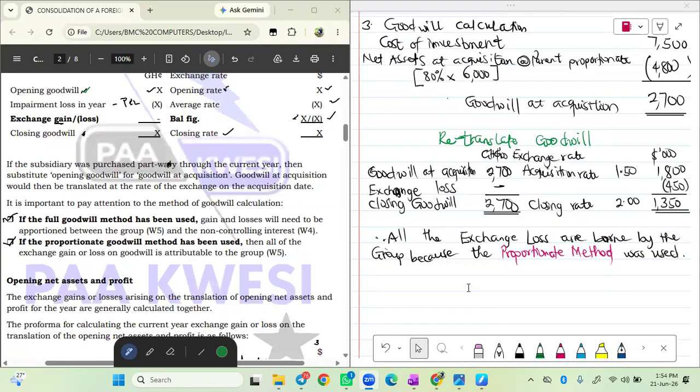The same thing applies to exchange loss on retranslating goodwill. When you are using the proportionate method, all the exchange gain or loss on goodwill is attributable to the group retained earnings, workings 5. But where you use the full goodwill method or the fair value method, gains and losses will need to be apportioned between workings 5 and workings 4. Please, I hope we are okay on that side.